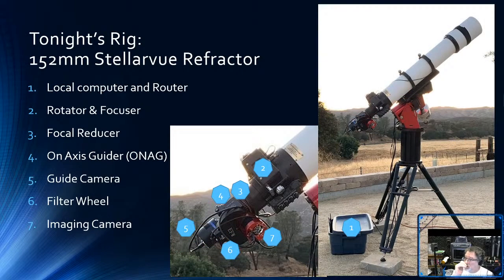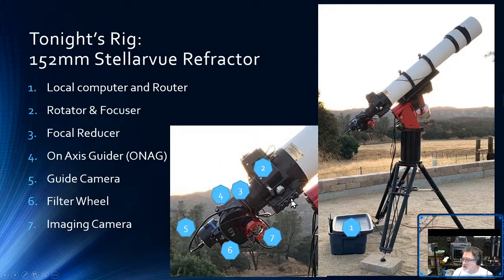Okay, Bruce's rig, again, that 152 millimeter Stellarvue refractor, and his is a portable rig. In the bucket down here at the bottom, he's got a computer and a Wi-Fi router.